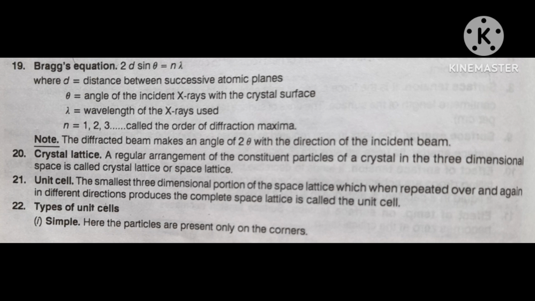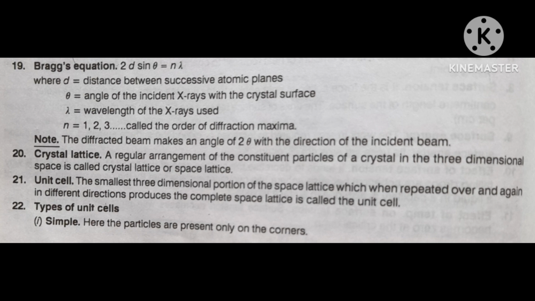x-axis, y-axis, z-axis, meaning length, breadth, height. How much length is there, how much breadth is there, how much height is there. In that way, how it is arranged. That arrangement of the constituent particles of a crystal in three-dimensional space is called a crystal lattice, correct? Or a space lattice. Lattice simply means a regular arrangement of constituent particles of a crystal in three-dimensional space.